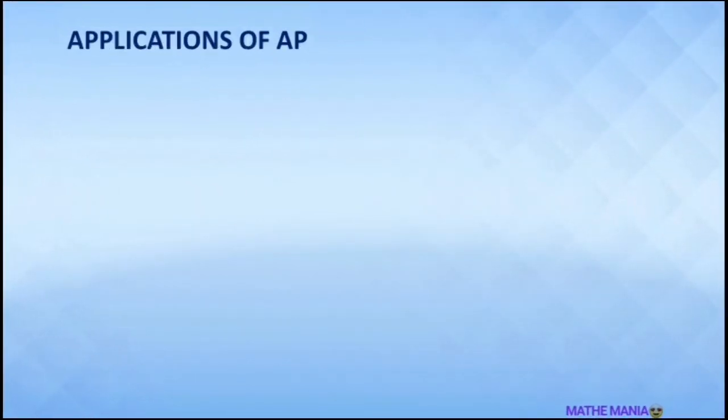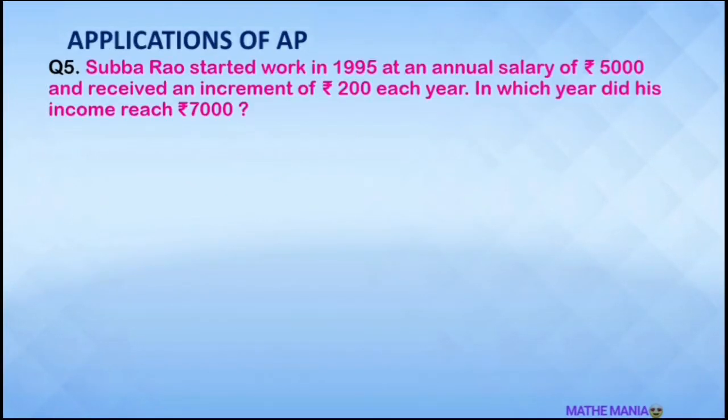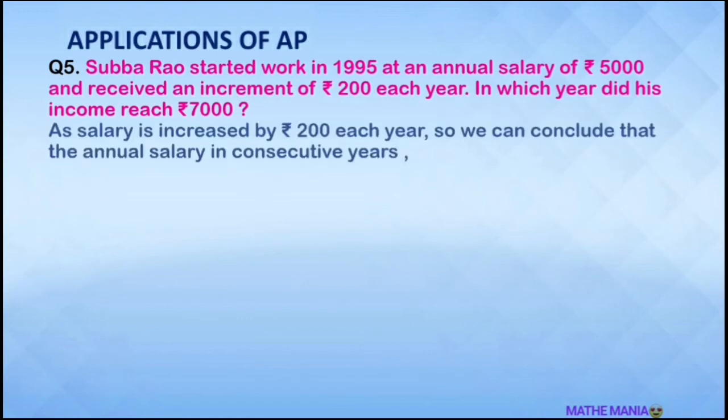Now let us solve some word problems. In word problems, we will first have to prove that the numbers given in the question are forming an AP. In this question, the annual salary in the first year was rupees 5,000, and then every year an increment of rupees 200 was added. As there is a constant increase, we can conclude that these numbers are forming an AP, and the common difference is 200.